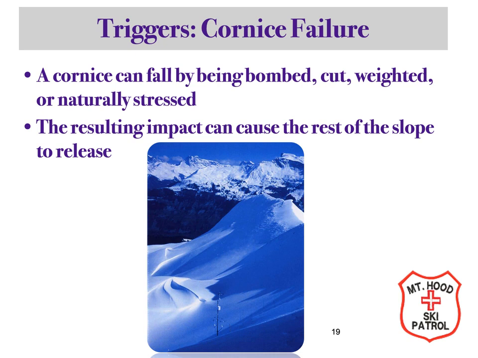Cornice failures can act as triggers. When cornices fail, they will release very large boulders of snow and ice that impact downslope. The impact can trigger a slab avalanche. Cornices can fail for a variety of reasons. Natural release occurs when the weight of the snow in the cornice causes a release. Man-made releases can occur due to bombing or weighting by a skier or snowmobiler.